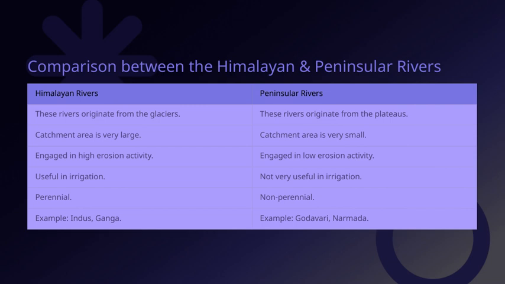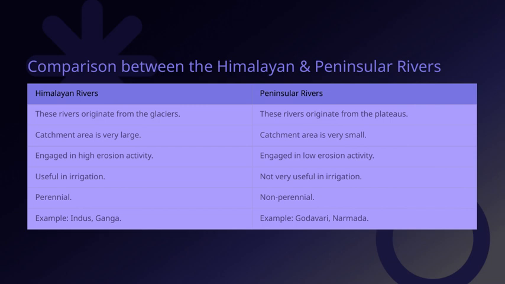Himalayan rivers are engaged in high erosion activity because of their steep gradients and the constant flow of melting glaciers, leading to the formation of deep valleys. On the other hand, peninsular rivers experience low erosion activity due to their gentler slopes and slower flow.